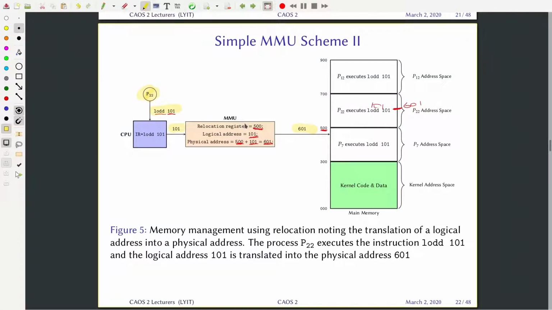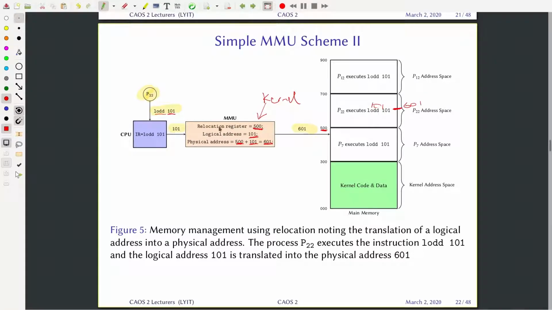So the memory management unit is something that is essentially invisible to a process like P22 or P7, and importantly, it is under the control of the kernel. So the question then is, who set this value here? And the answer is that the kernel is the entity responsible for controlling the value of the relocation register.